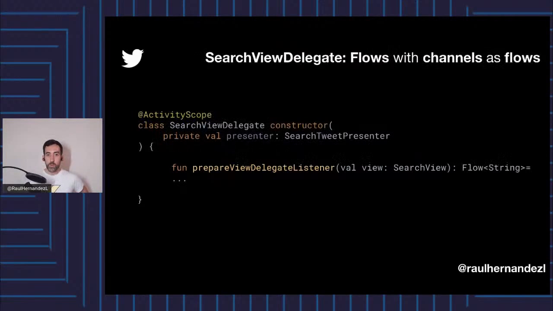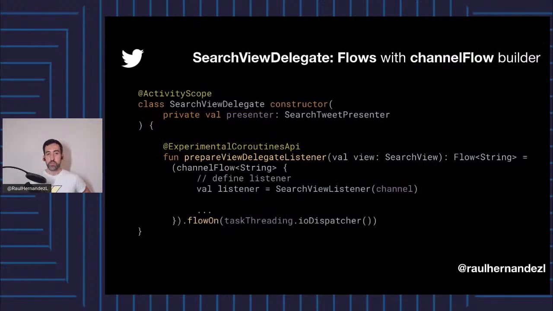But then let's see what we have if we want to use channels over here. Basically the same parameter, we use the presenter, then we pass the search view. We're going to pass a flow, when it's a call flow. But first of all, we'll use a channel flow for this particular case with a string. We'll define the listener inside this block of channel flow, and we'll pass a channel inside this search view listener instead of the public subject.